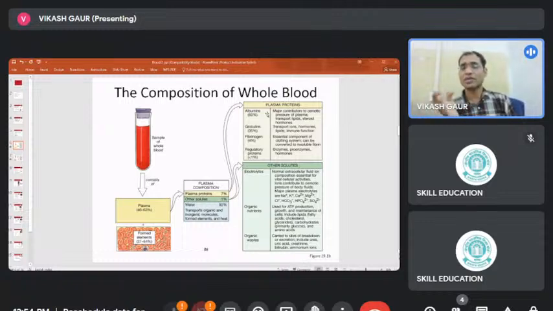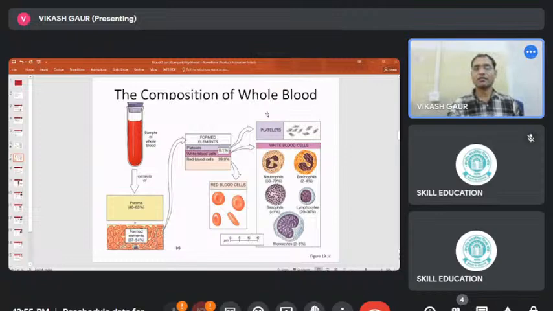Organic waste is also present in about 1% of solute, in soluble form, just carried to the site of breakdown or excretion, including urea, uric acid, creatinine, and bilirubin. Ammonia ions are also in solute form. Plasma proteins are used for transport.